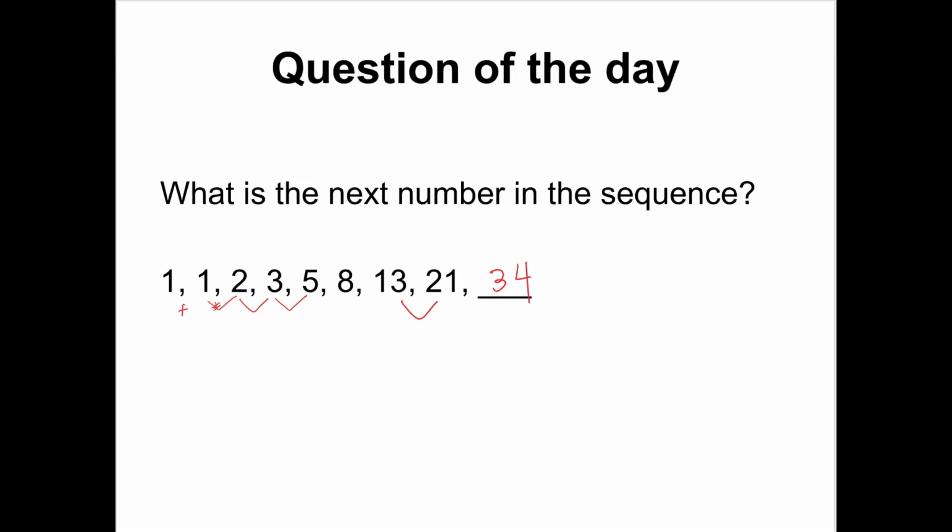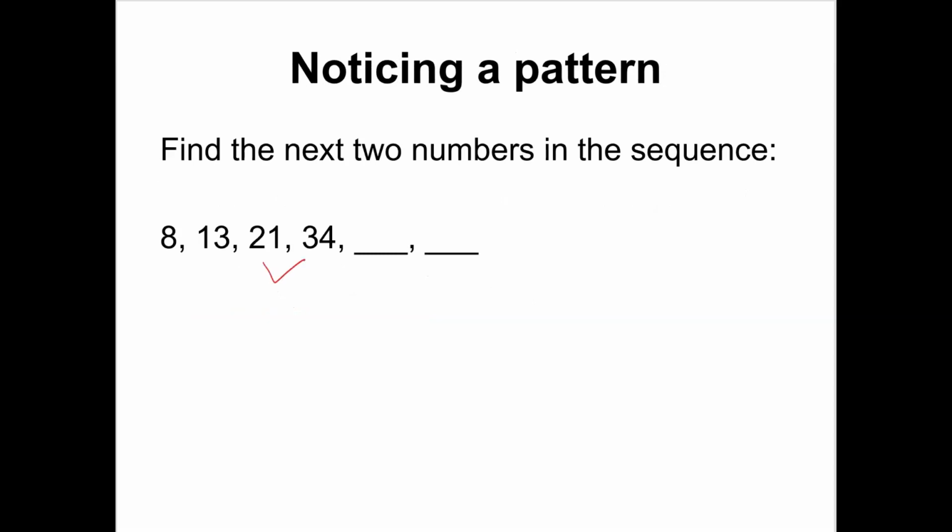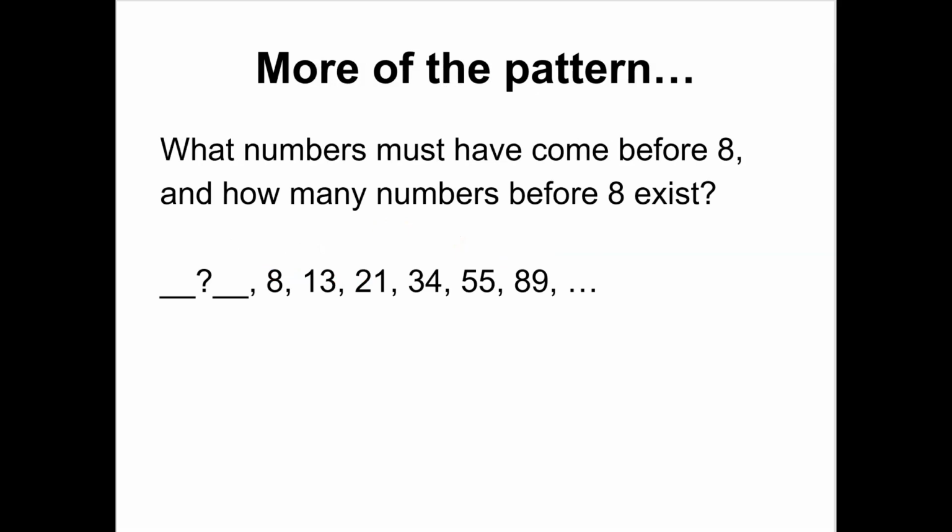And so we can continue the pattern here, 34, we add these two together, we get 55, add those two together, we get 89, and this pattern continues forever. So we can actually go in reverse. What numbers came before, and how many numbers before 8 exist? So in this case, we would subtract these two numbers to go in this direction. So you can move forward and backward with this pattern.